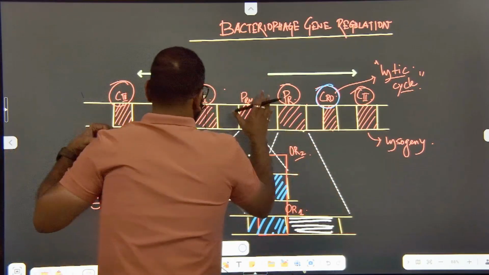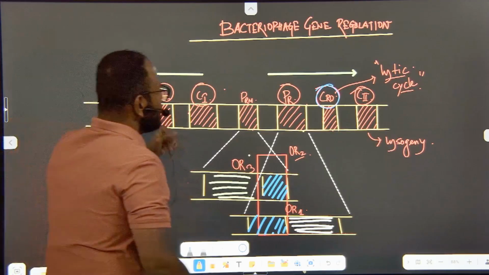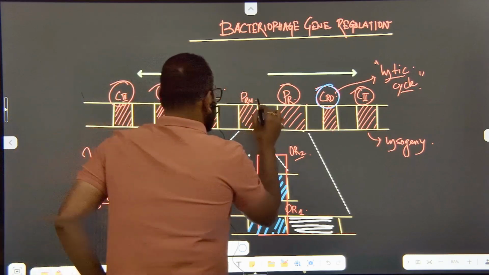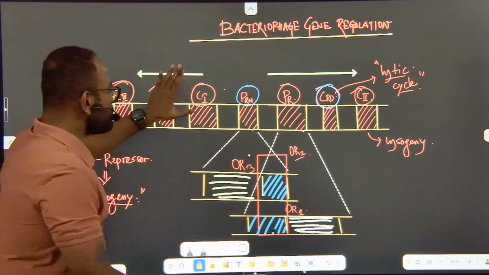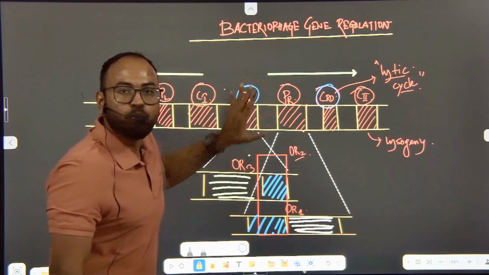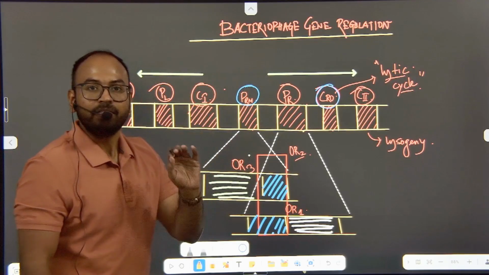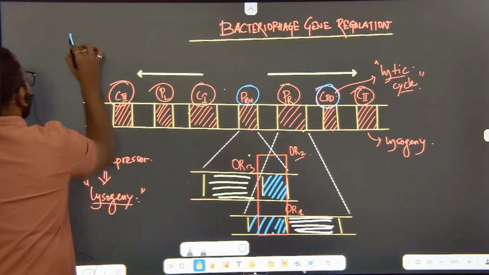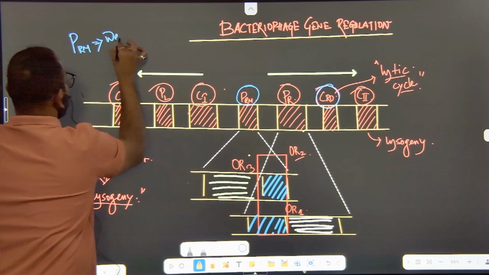So now, let's break it down. We are initially focusing on PRM. We came across the term PRM, which is repressor maintenance. And we must know that PRM is a weak promoter.